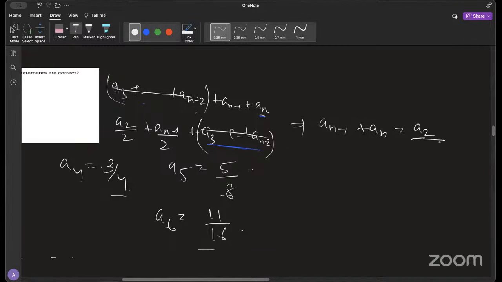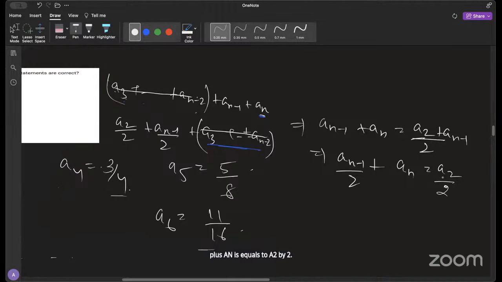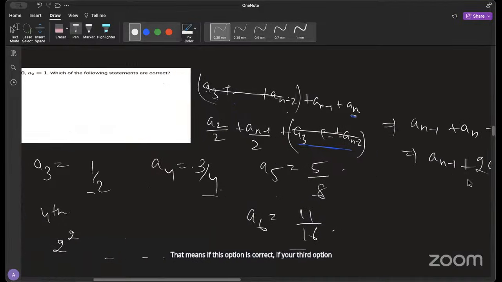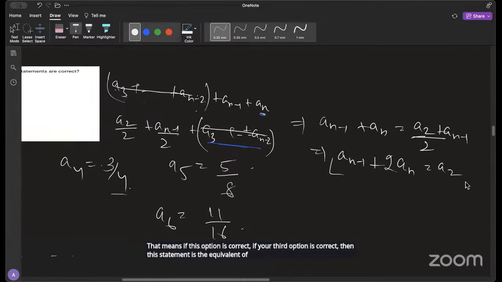A2 by 2, and AN minus 1 by 2. Right, so if you subtract this thing, you'll get AN minus 1 by 2 plus AN is equal to A2 by 2. So you can just get this thing from here. That means if your third option is correct, then this statement is the equivalent of the third option. This should be correct too.